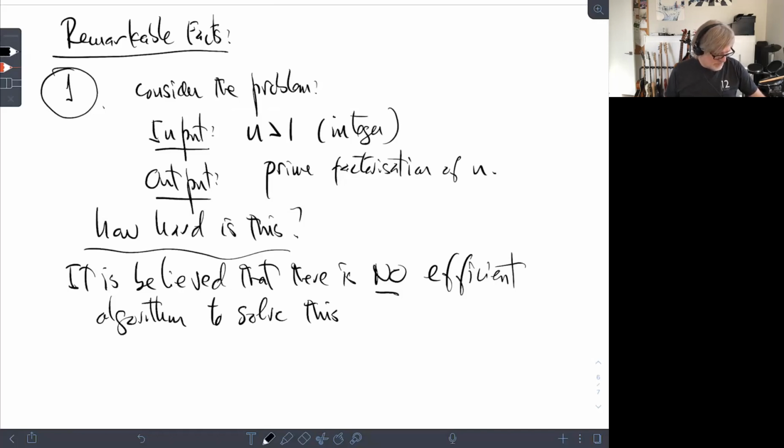So in other words, if you write any program that does this, eventually when the numbers are really big, it's going to take a huge amount of time to do this. Now, what do we mean by efficient in this context? It means this. So by efficient, we mean this.